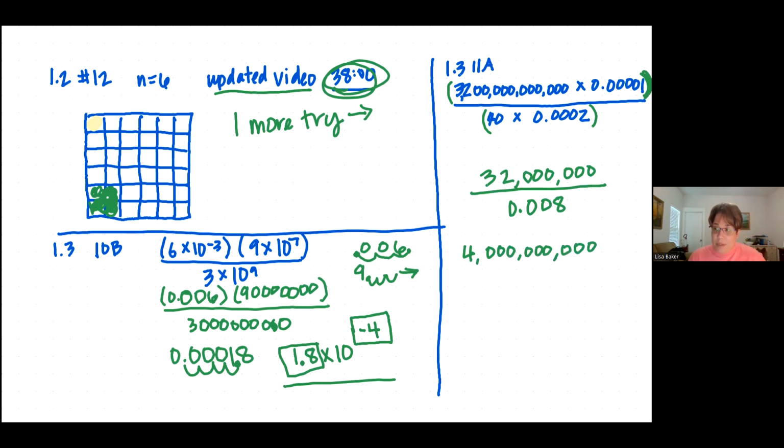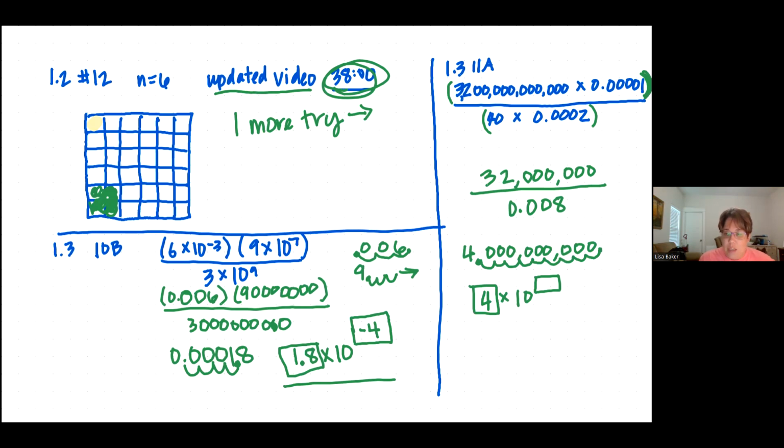All right. Now to put it into WebAssign, they want it in scientific notation. So to put it into scientific notation, here's our decimal place. We're going to move this to 3, 4, 5, 6, 7, 8, 9. We're going to move it 9 times, right? So this would be 4 times 10 to what power? So is this a big number or a little number? It's a huge number, right?